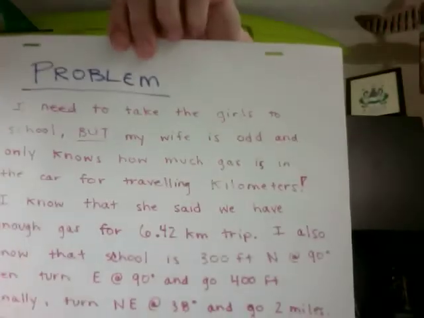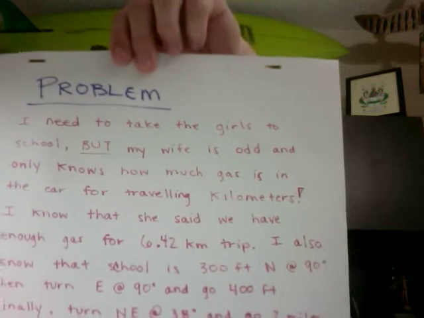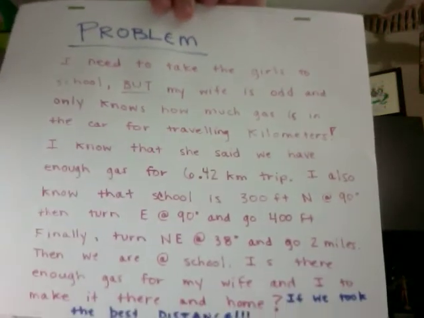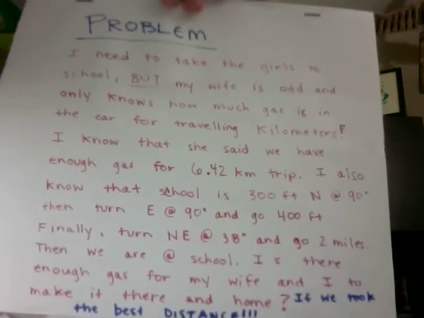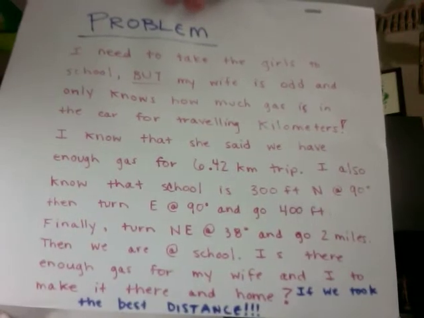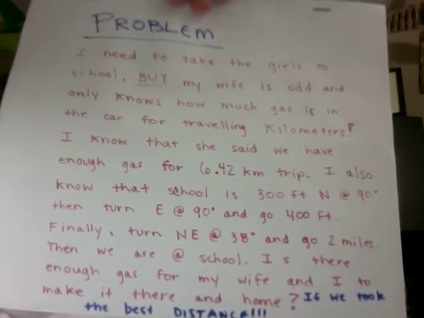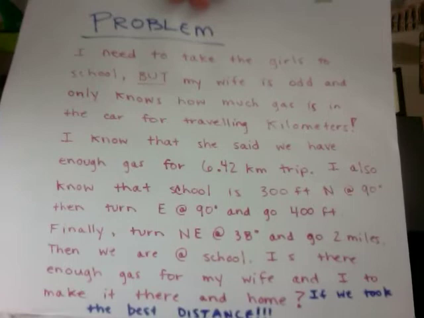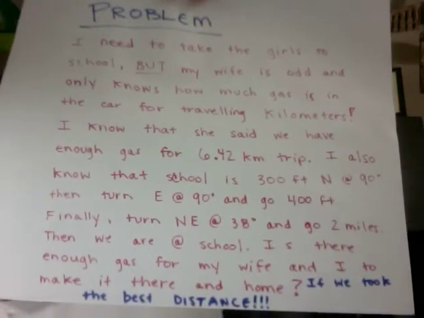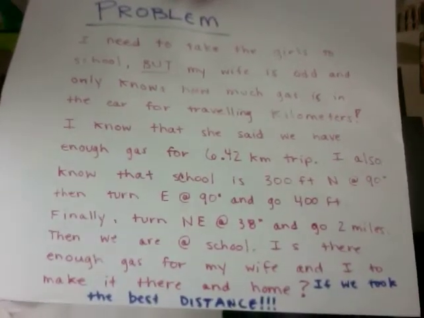I also know that the school is 300 feet north at 90 degrees, then turn east at 90 degrees, and go 400 feet. Finally, turn northeast at 38 degrees and go 2 miles. Then we're at school. Question is, is there enough gas for my wife and I to make it there and home if we took the best distance?